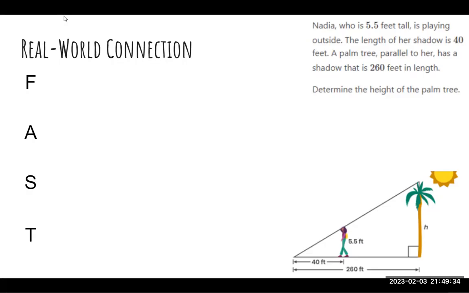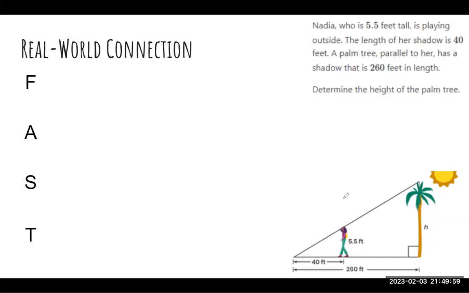All right, so let's first go and use our F, and we're going to find the appropriate information from the problem. So what is important here? Nadia, who is 5.5 feet tall, is playing outside. The length of her shadow is 40 feet. A palm tree parallel to her has a shadow that is 260 feet in length. Determine the height of the palm tree.